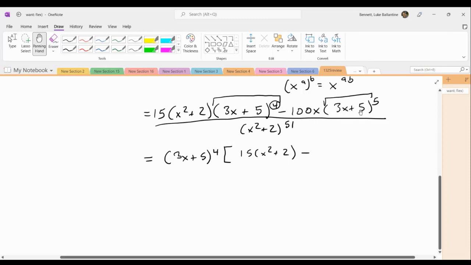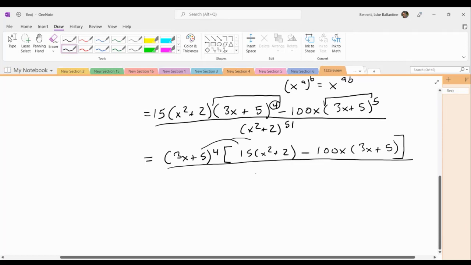So when we divide this by 3x plus 5 to the fourth, we have 1 remaining. We have 5 minus 4. So this is 100x times 3x plus 5 to the first power now. And you can always check to see if you factored correctly by just distributing back through to every term. And you should get the previous line if you factored correctly. And we do that to help us simplify. So we have x squared plus 2 to the 51 still. Okay, now we can work with this.